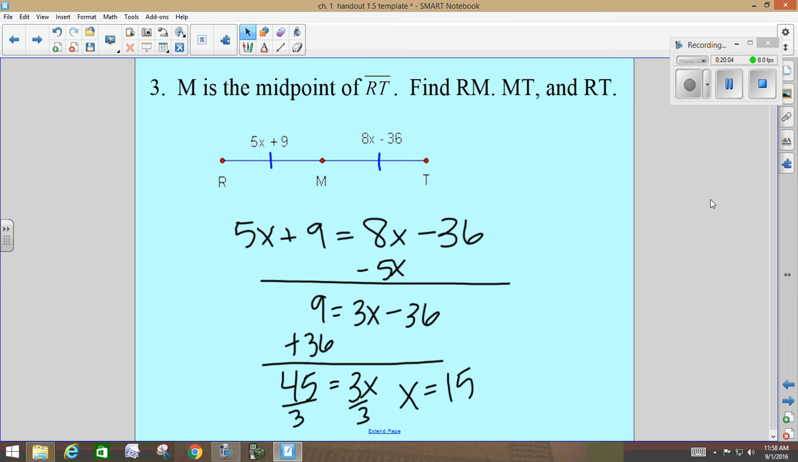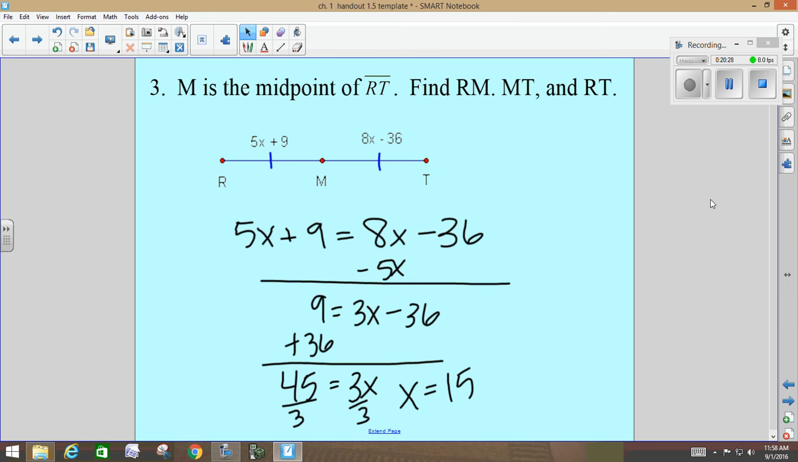Nice. Boy, are we done? Did it just say find x? Well, there's no x actually in this sentence, so we're not done yet. Okay, we still have to find the length of RM and MT and RT. That's going to be the most common mistake, forgetting to follow all parts of the question.